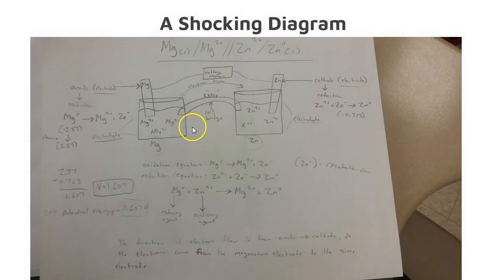Now looking back at this diagram, the cation potassium from potassium nitrate, that will move to the cathode, zinc, and the anion nitrate from potassium nitrate, that will go to the anode. Also, the electrons flow from the anode magnesium to the cathode zinc because electrons have a negative charge and they will be attracted to the positive end of the battery, which is the cathode.